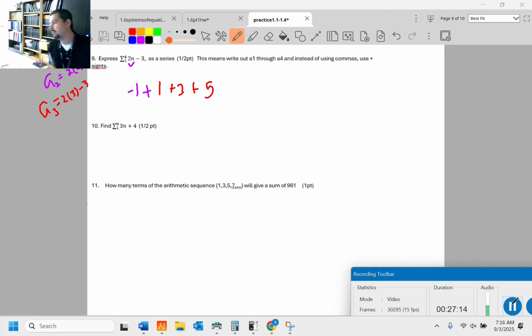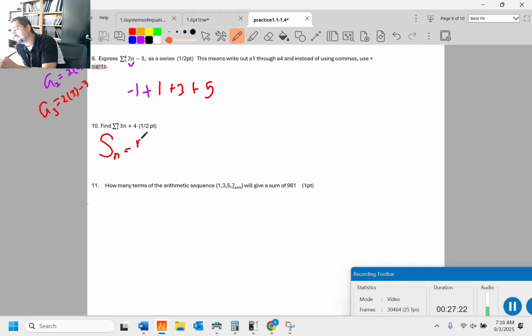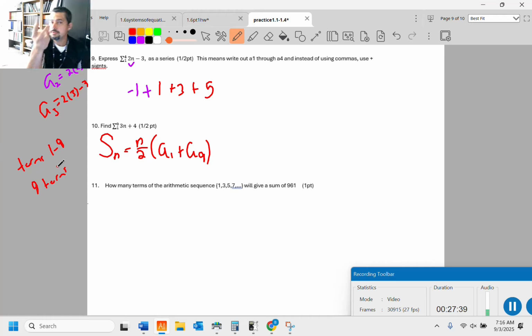All right, 10. Find the sum of terms 1 through 9 of the sequence 3n plus 4. And we're going to use that 7-year-old's formula that the sum of n things is n over 2 times the first term plus the last one, which in this case is a sub 9. Now, if I think about terms 1 through 9, there are 9 terms. Count with your fingers. 1, 2, 3, 4, 5, 6, 7, 8, 9. There's 9 fingers, kids. So n is 9. Now, remember n, we always do high minus low, add 1 back. You get 9. N is 9.